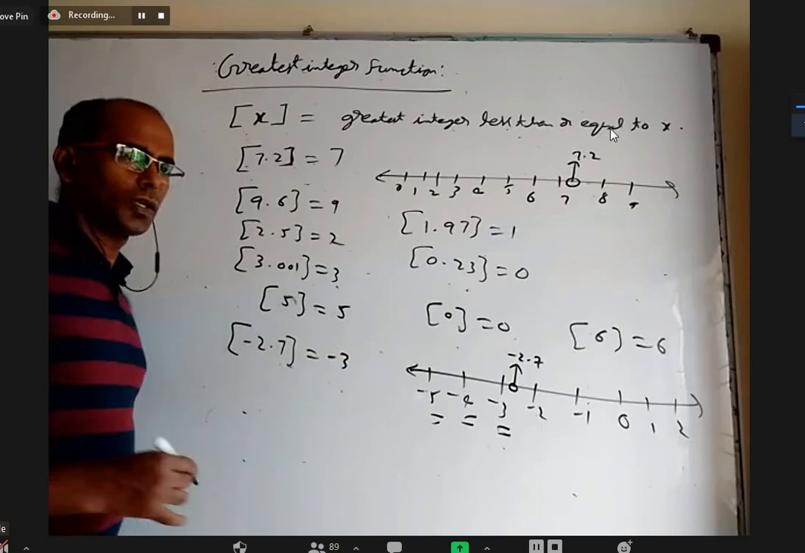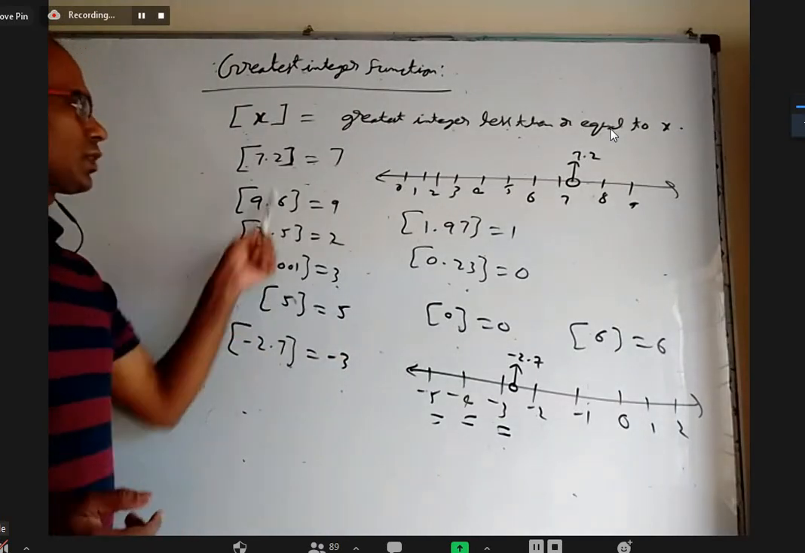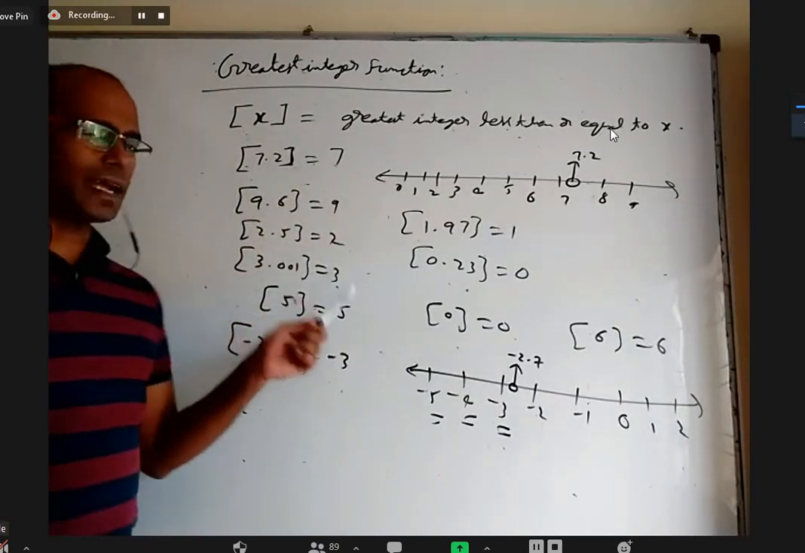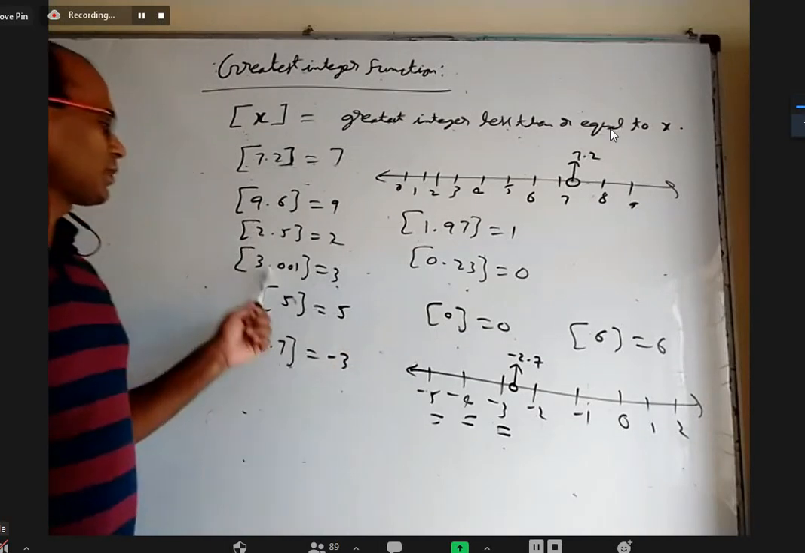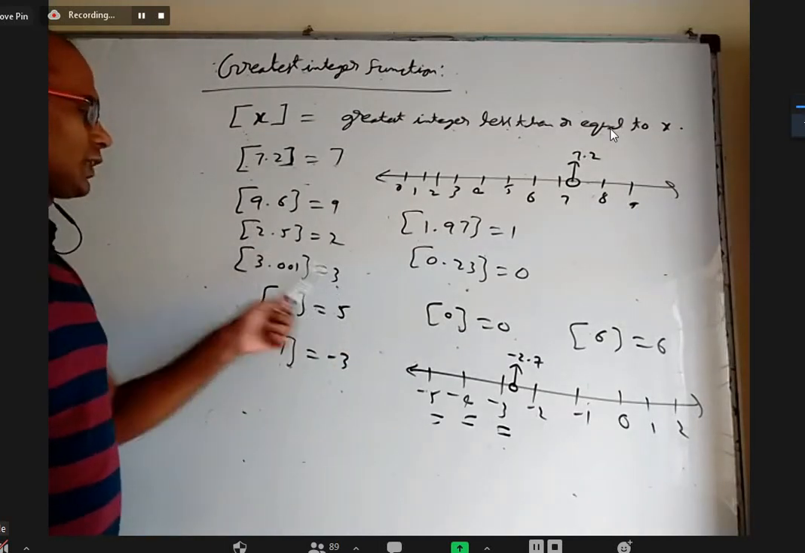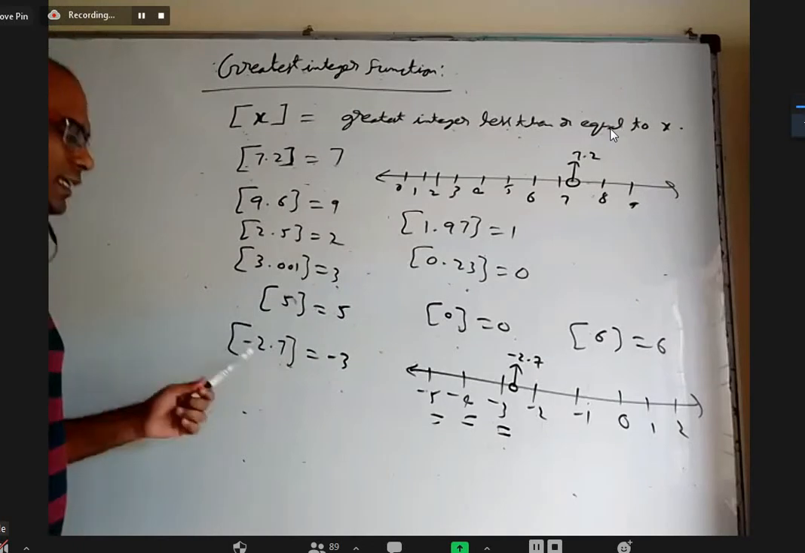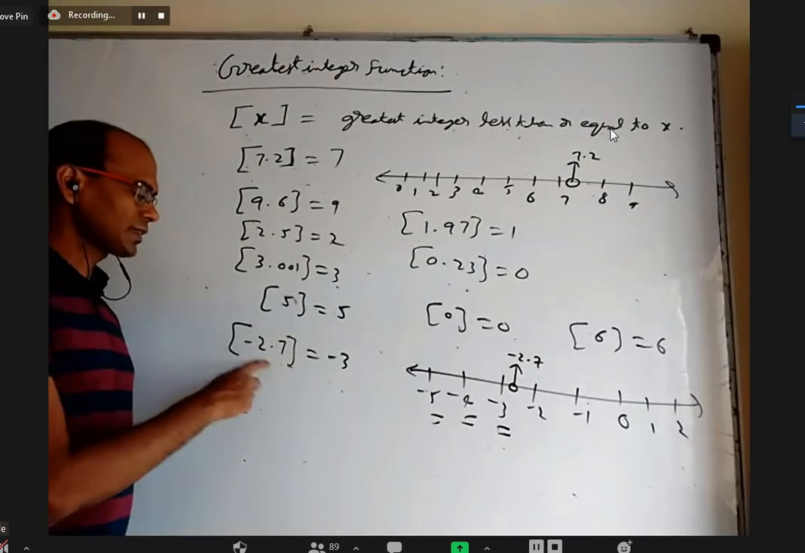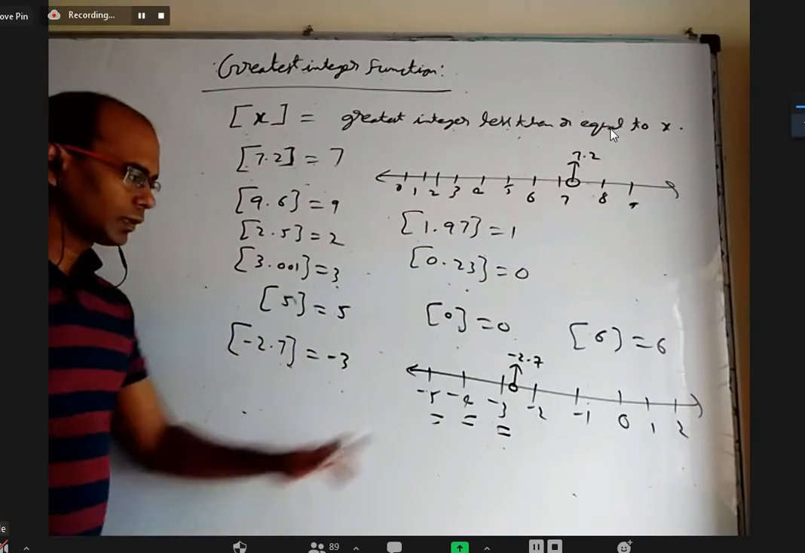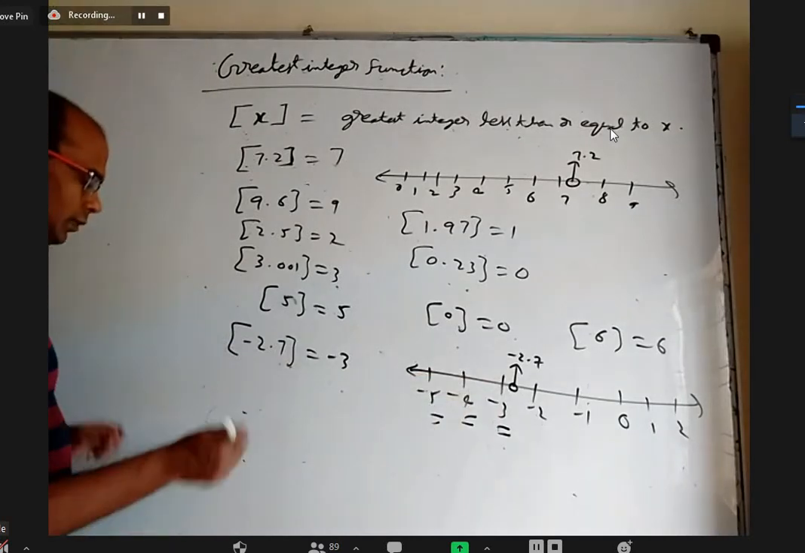So usually for positive numbers, you don't have any confusion. If it is an integer, it is that integer. If it is some decimal, forget about the decimal, only take the integer part. But for negative numbers, it is not that you will forget 0.7 and say minus 2. It is actually minus 3.